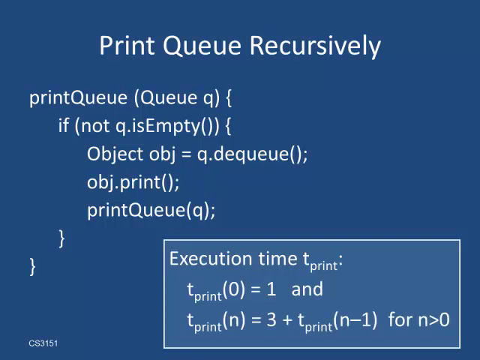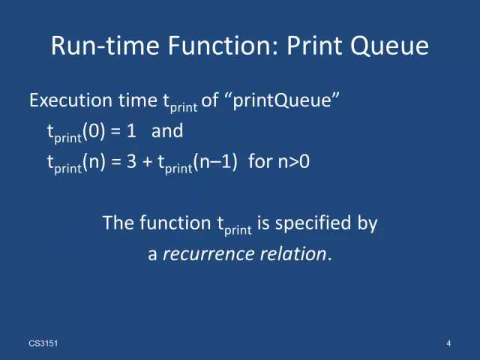Otherwise, if the size is greater than 0, the function executes 3 steps and then calls print queue itself for the queue, where the size of the queue is now reduced by 1. So if the size n is greater than 0, then tprint of n is equal to 3 plus the time to execute print queue for n-1 elements. Since we do not have that number, we express that number of steps in terms of tprint itself, that is as tprint of n-1.